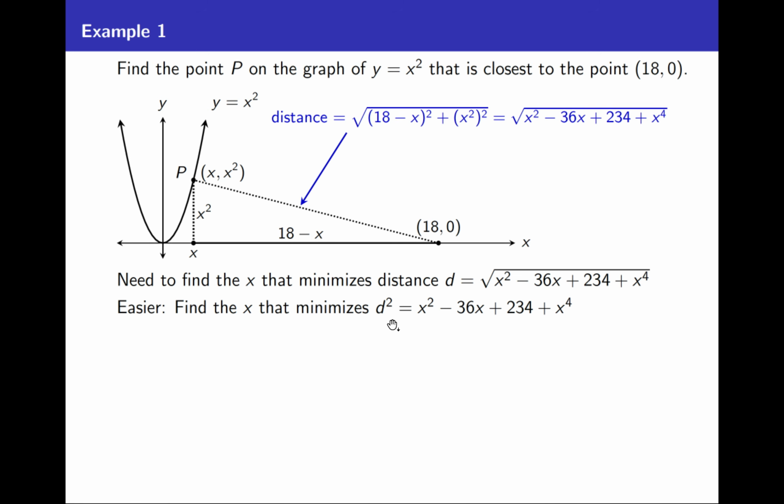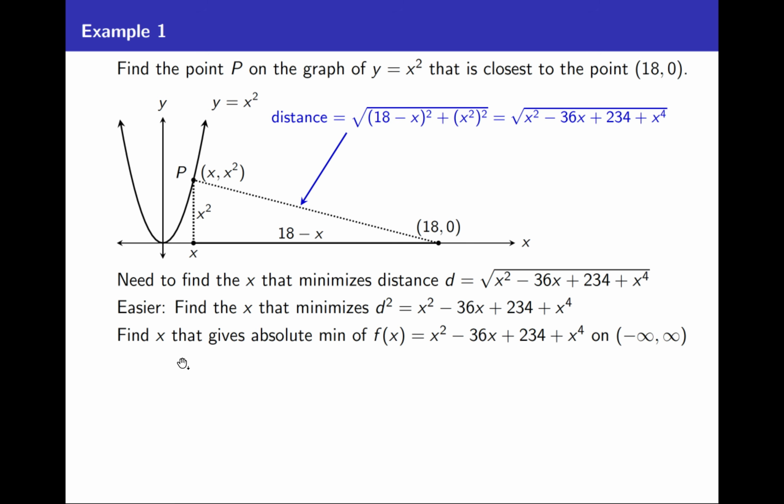So phrasing this in terms of functions, we want to find an x that minimizes this function of x. Let's write that down very carefully. We want to find the x that gives the absolute minimum of the function f of x equals x squared minus 36x plus 324 plus x to the fourth on an interval. And what would the interval be? Well, remember, x could be anywhere on the x-axis that it wants to be. So the interval is from negative infinity to infinity.